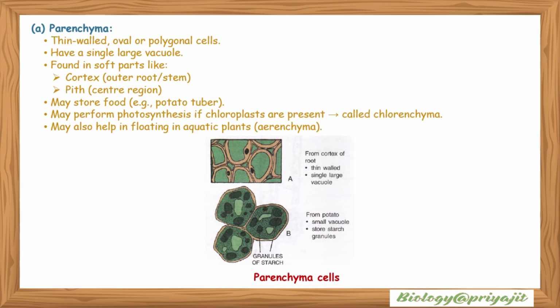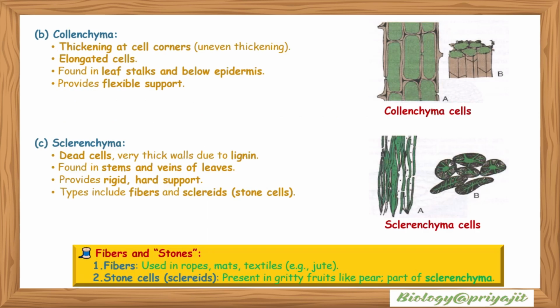Example: potato tuber. It may perform photosynthesis if chloroplasts are present within the cell, and that kind of tissue is called chlorenchyma. That is, chloroplast-containing parenchyma is called chlorenchyma. It may also help in floating of aquatic plants, that is, parenchyma containing air is called aerenchyma.